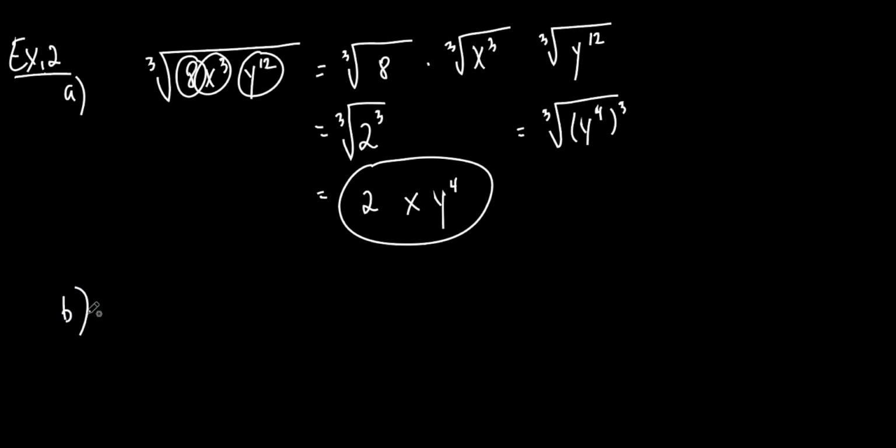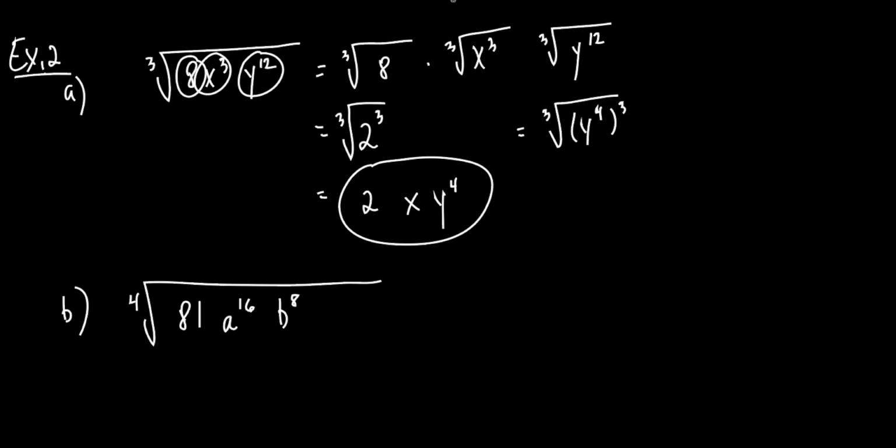Let's do another one. Let's do a 4th root this time. 4th root of 81, a to the 16th, and then b to the 8th. They made this kind of easy.